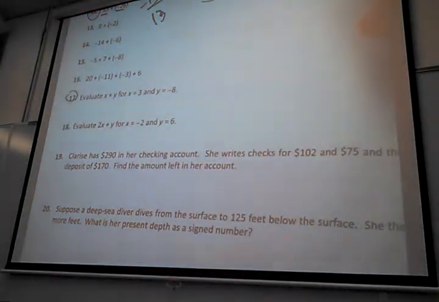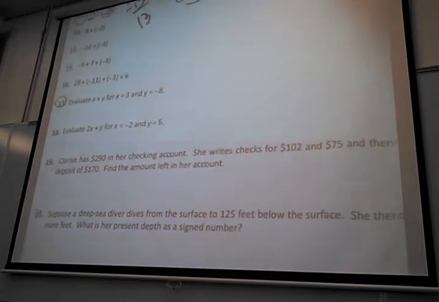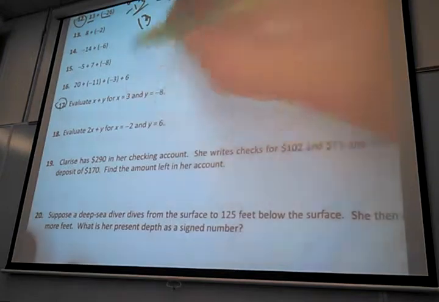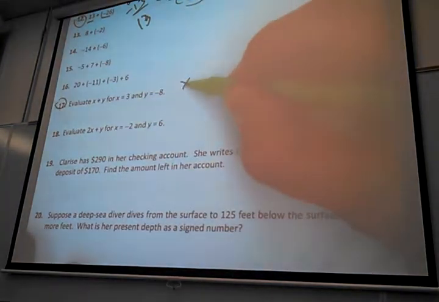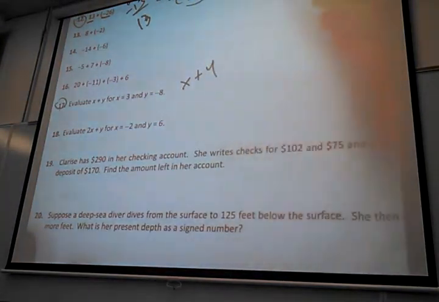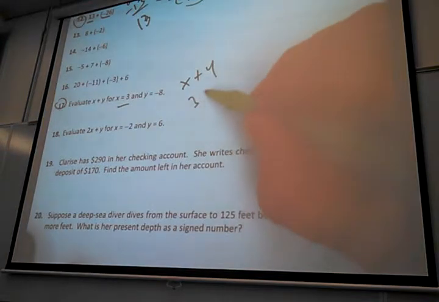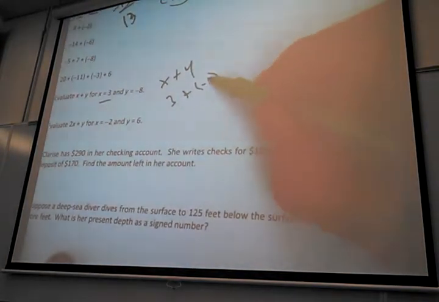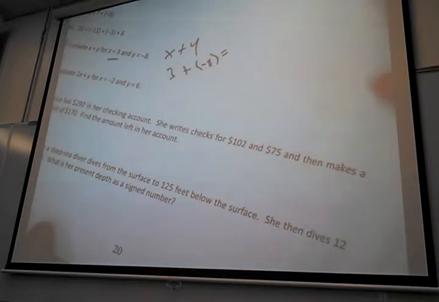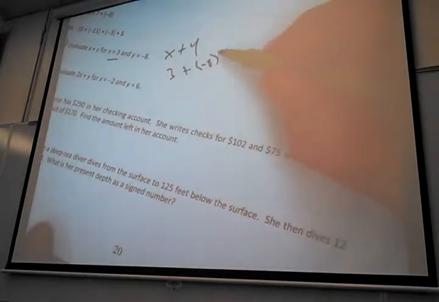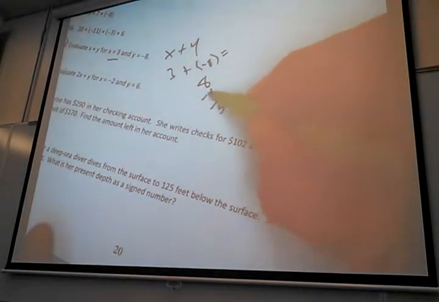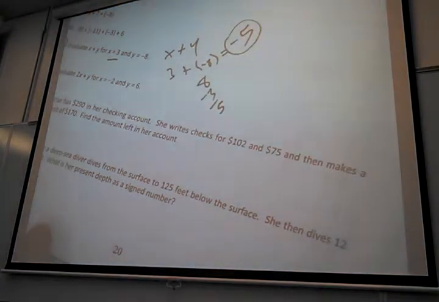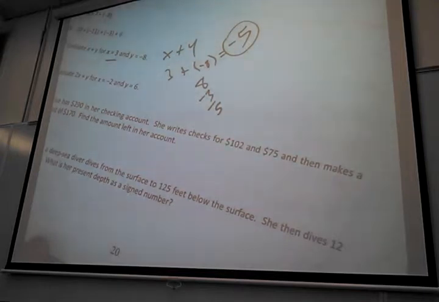Number 17 is just like the thing on the quiz. Just going to plug in the values. What do you get? X plus Y. In place of X, I put 3 because X is 3. In place of Y, I put -8. Good, because it'll be 8 minus 3 is 5, because they're different signs. But the bigger one's negative, so it's -5.